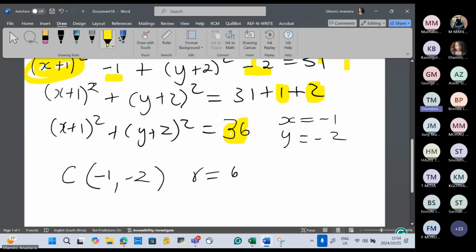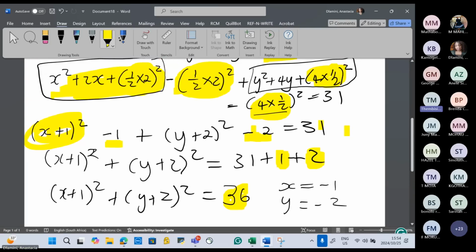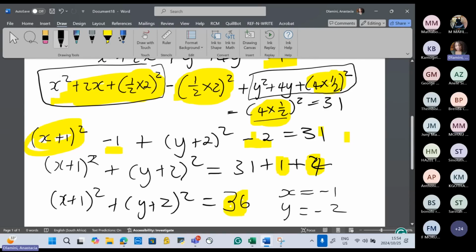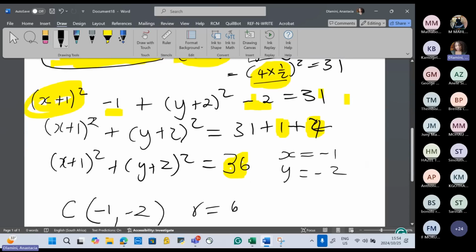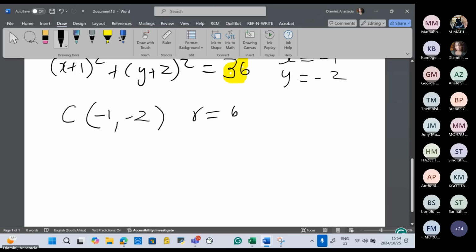Isn't it 34? Why is it 36? 31 plus 1 plus 2. Ma'am, you made a mistake there. Add 4, because it's 2 squared. Yes, that's what I was going to say. Thank you. Then we are done. And that was the exam for 2021.